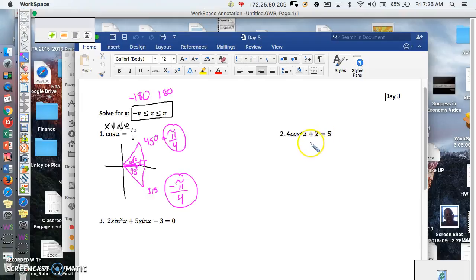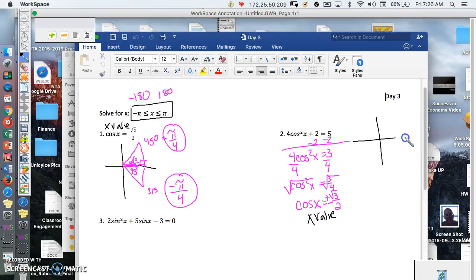So the next one, let's see, minus 2 minus 2. So 4 cosine squared of x equals 3. Divide by 4. So the cosine squared of x equals 3/4. Square root this, so we have the cosine of x, square root the numerator and the denominator, and we have to remember plus or minus. Once again, cosine, so we're saying our x value. And we have plus or minus here, so here would be positive square root of 3 over 2. Here would be negative square root of 3 over 2, so we can make all these triangles.